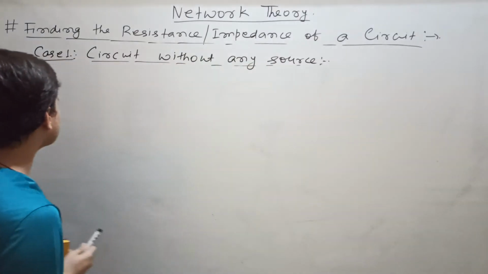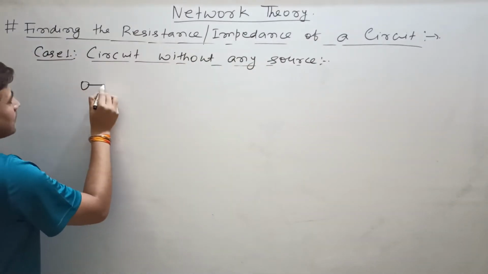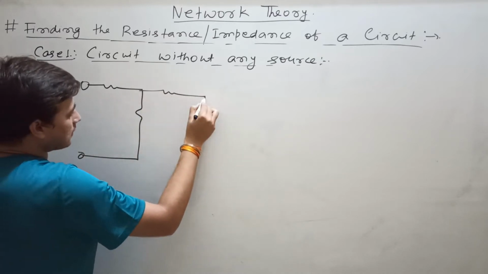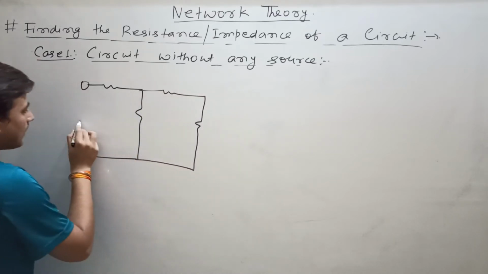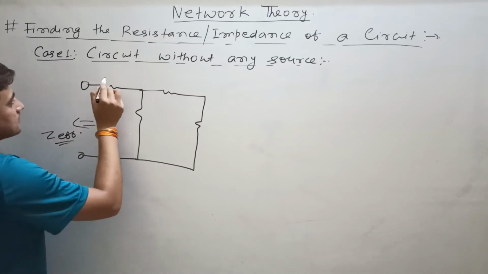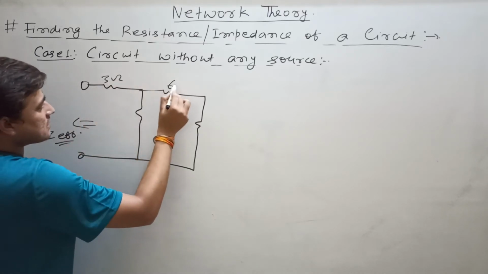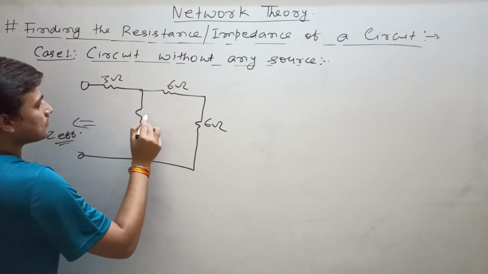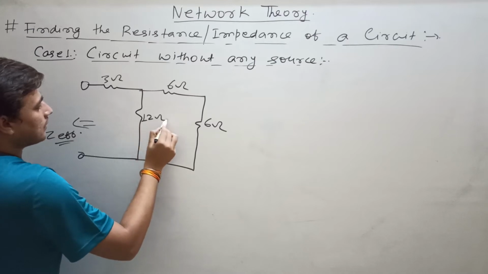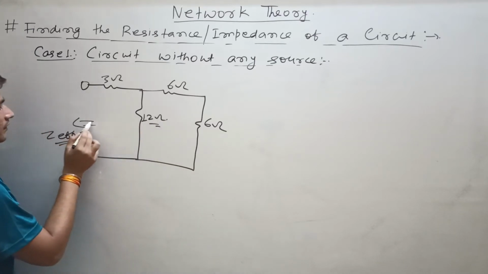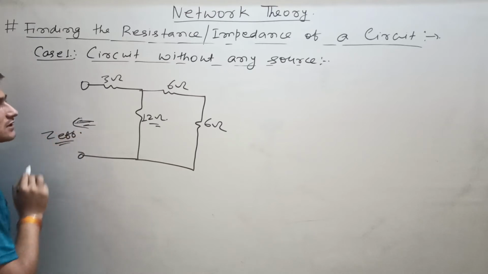So see, we can have a question like this. We have to find Z effective in this question. Suppose this is 3 ohm, this is 6 ohm, this is 6 ohm, this is your 12 ohm. Clear? So now how will you find? We have to find Z effective seen from this terminal.